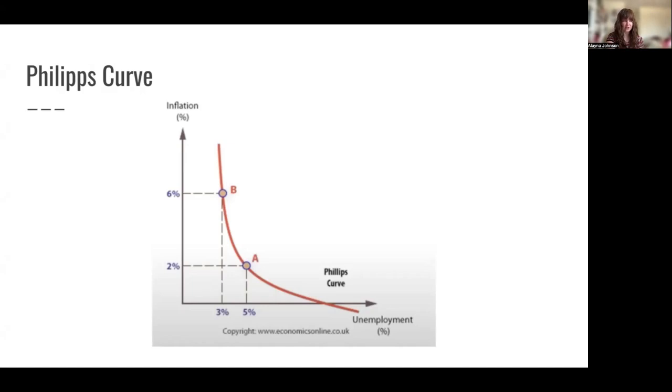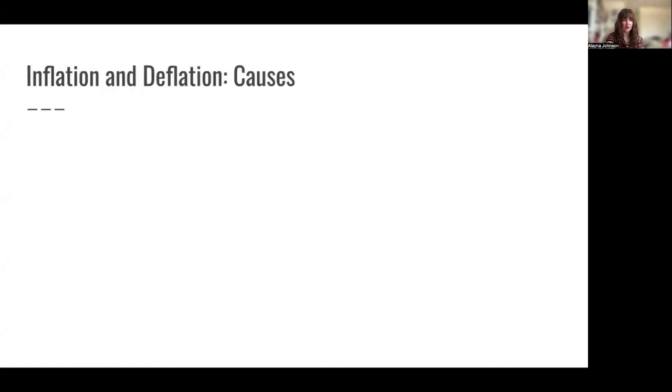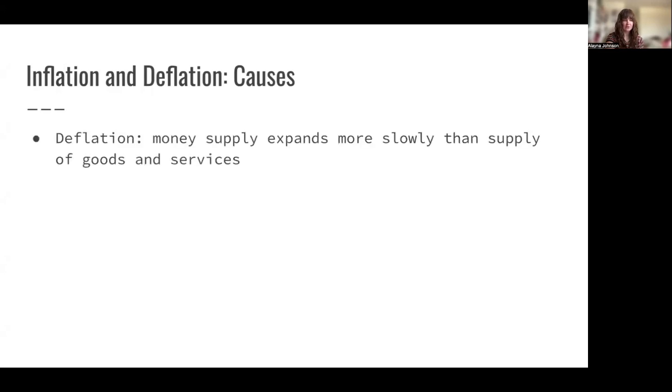So going back to inflation and deflation, what causes these phenomena? So deflation, we know that's when the value of money increases over time. Deflation happens when the supply of money expands more slowly than the supply of goods and services. So if you picture a supply and demand curve and imagine demand increasing, but supply stays the same, that results in a price increase. In this case, that would be the price of money or the value of money.